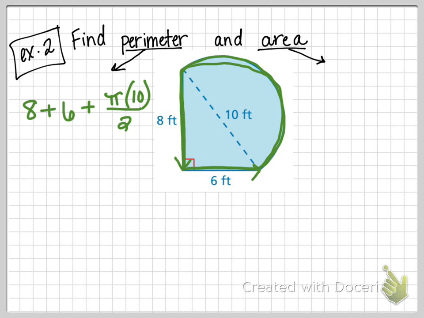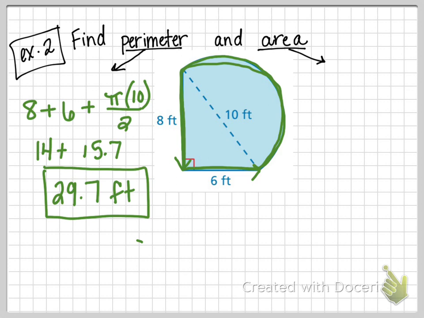So then we just do our addition. We get 14 plus pi times 10, so 3.14 times 10 is 31.4. Divided by 2 is 15.7. And then we add those two together and we get that the total perimeter of this figure is 29.7 feet.